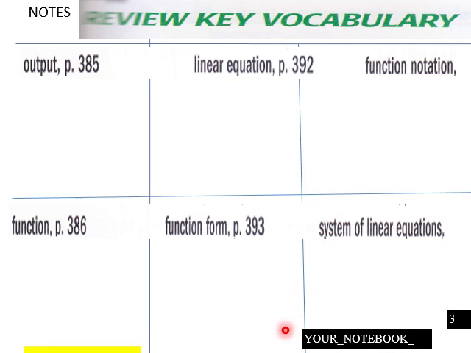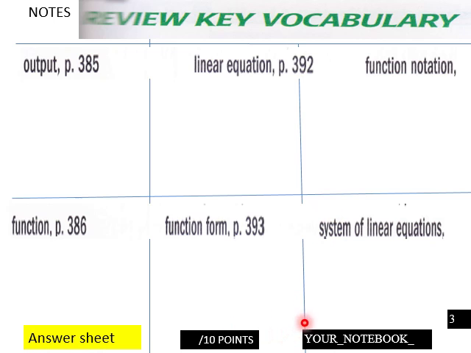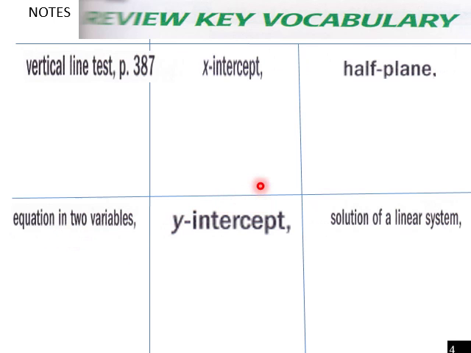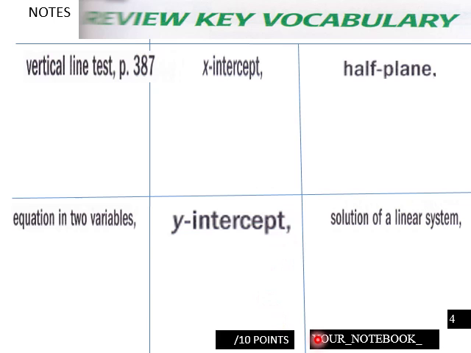Page 3 of your review here, notebook entry, 10 points: output, linear equation, function notation, system of linear equations, function form, and then function. Page 4, more notebook entries here.